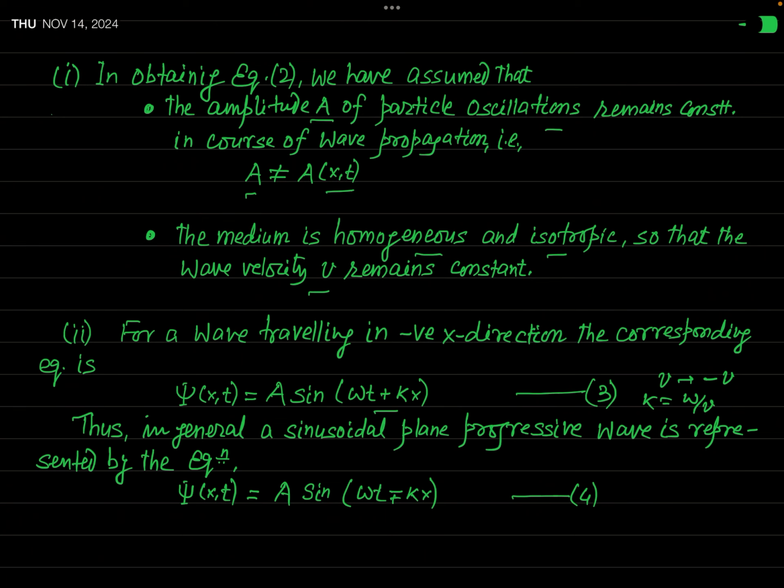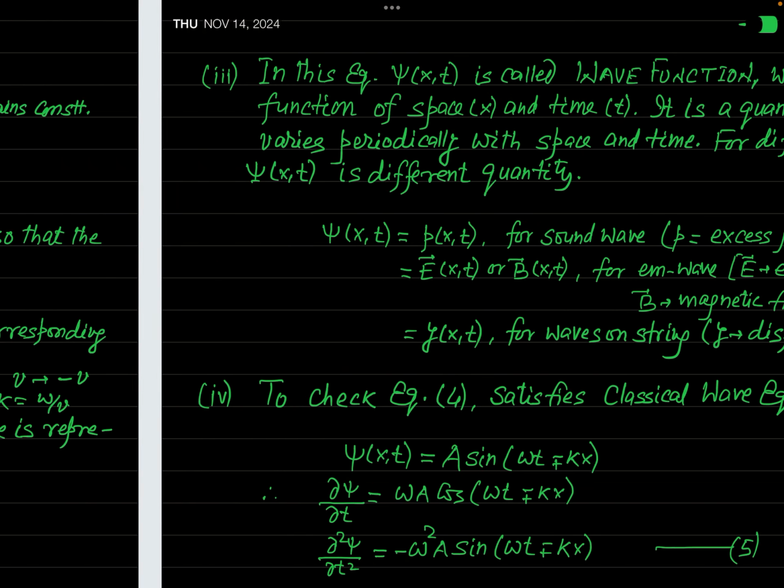Actually, this denotes the equation of a sinusoidal progressive wave traveling in the negative x direction. So in general you can say that a plane progressive sinusoidal wave is represented by the equation psi of x,t equals A sine (omega t minus or plus kx). Here the minus sign represents the wave traveling in the positive x direction and the plus sign the wave traveling in the negative x direction.